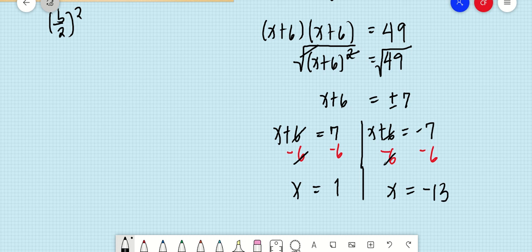So, bali, yung solution natin dito is positive 1, and negative 13. Okay? So, ganun po yung pagkuha ng solution or pag-solve ng quadratic equation using or by completing the square. Okay? Ayan.